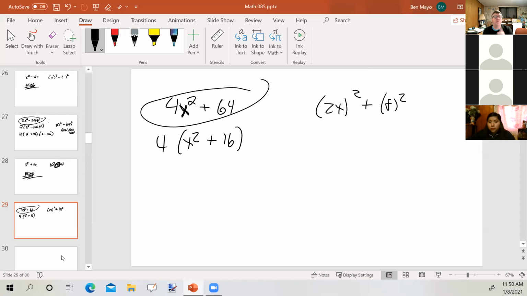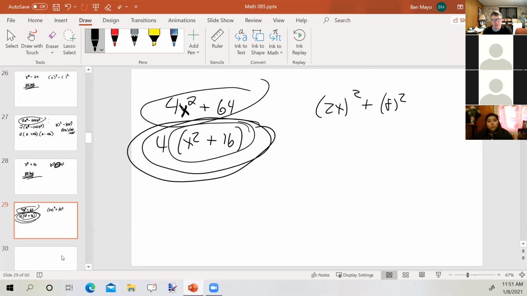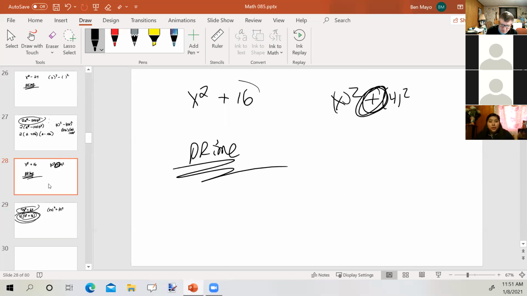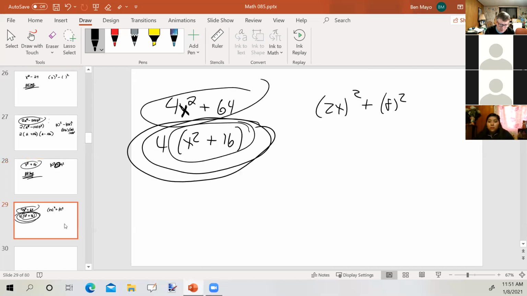However, once we've removed any greatest common factor, if what is left is the sum of two squares, it does not factor any further. But we wouldn't say this was prime because we did take out a greatest common factor. Okay, so this is prime because there's no greatest common factor I can take out, and it's the sum of two squares. This is not prime because I can take out a greatest common factor first. So there's a little distinction there. Be careful with that. Okay, let's see here.